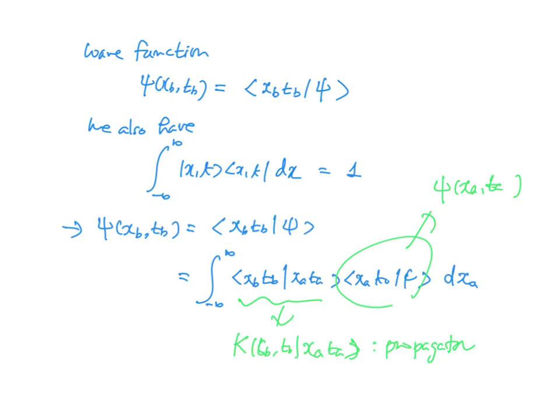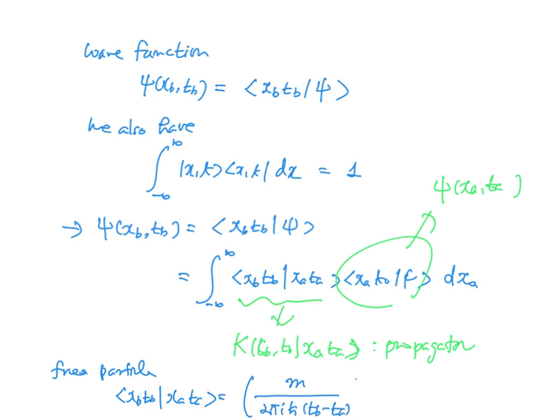And for a free particle, we already have xb tb xa ta is equal to m over 2 pi i h bar (tb minus ta) to the power 1/2, times exponential of i over h bar, m over 2, xb minus xa squared over tb minus ta.